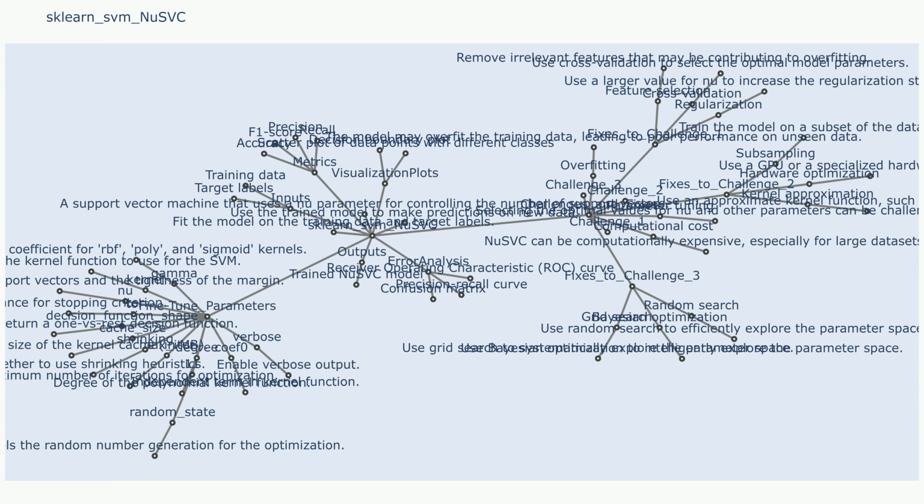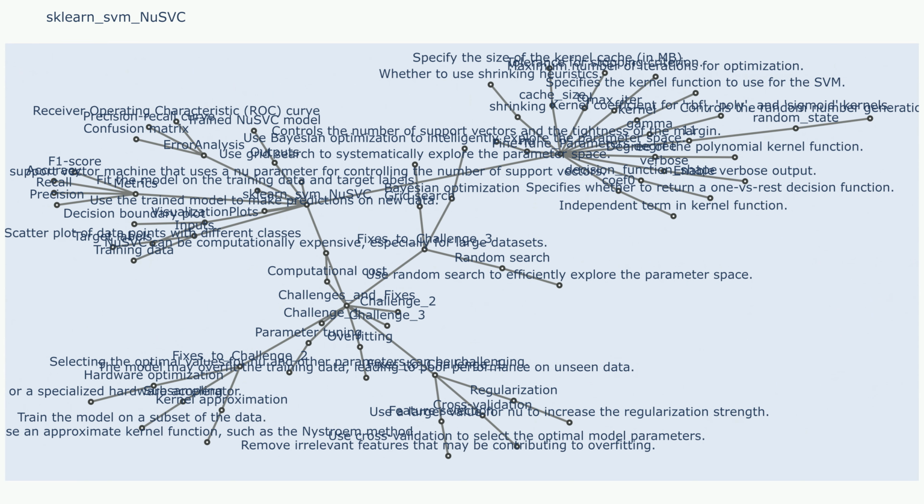Challenge 2: high dimensionality. If the data has a high number of features, it may be difficult to find a suitable separating hyperplane. Sample use case that resulted in challenge 2: a NuSVC model trained on a dataset with thousands of features may struggle to find a good decision boundary. Fixes to challenge 2: use feature selection or dimensionality reduction techniques to reduce the number of features. Consider using a different type of classifier that is better suited for high-dimensional data, such as a random forest or a gradient boosting machine.